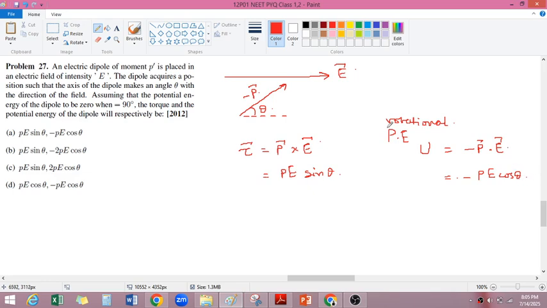That's why at 90 degrees they said potential energy is 0. According to this formula, cos 90 becomes 0. Again, this is P dot E, meaning dipole moment multiplied by the electric field. Don't think that this is potential energy. So your answer is PE sin theta and minus PE cos theta. Very easy ones. They are just checking whether you know the basic formulas or not.